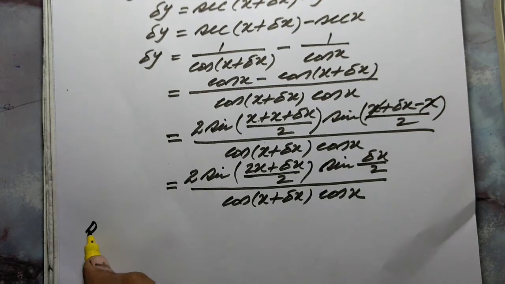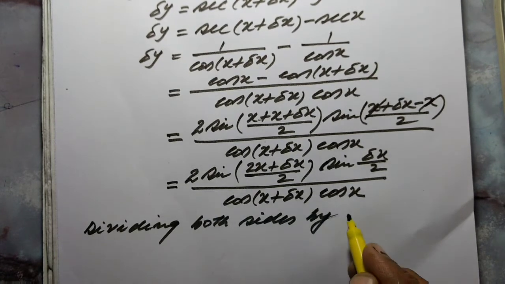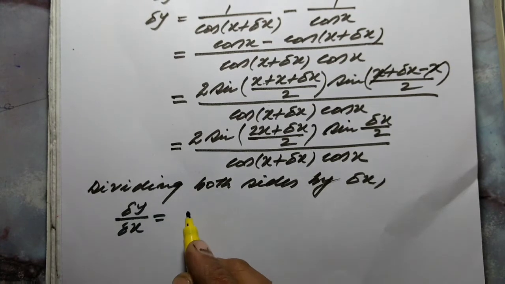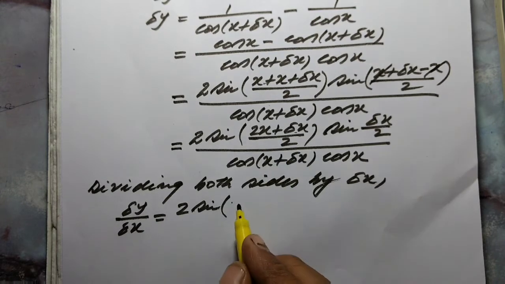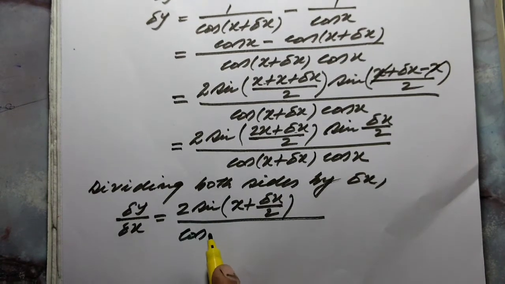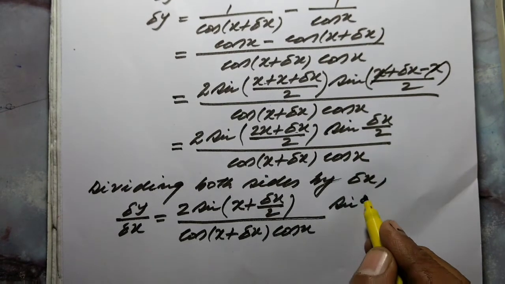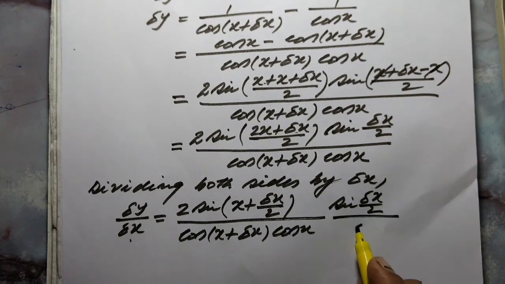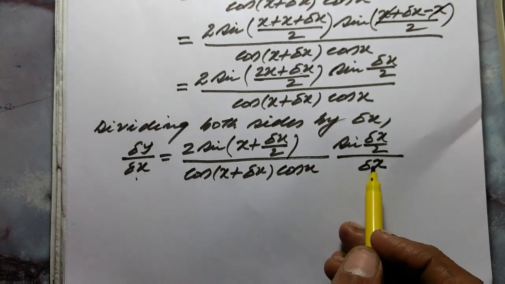Now dividing both sides by delta x, we get delta y upon delta x is equal to 2 sine x plus delta x upon 2, upon cos x plus delta x into cos x, and in the numerator sine delta x upon 2. Because we have divided both sides by delta x, on the left hand side we have delta y upon delta x, and on the right hand side we put delta x in the denominator of sine delta x upon 2, and in the next step we may shift this 2 from the numerator into the denominator of delta x.